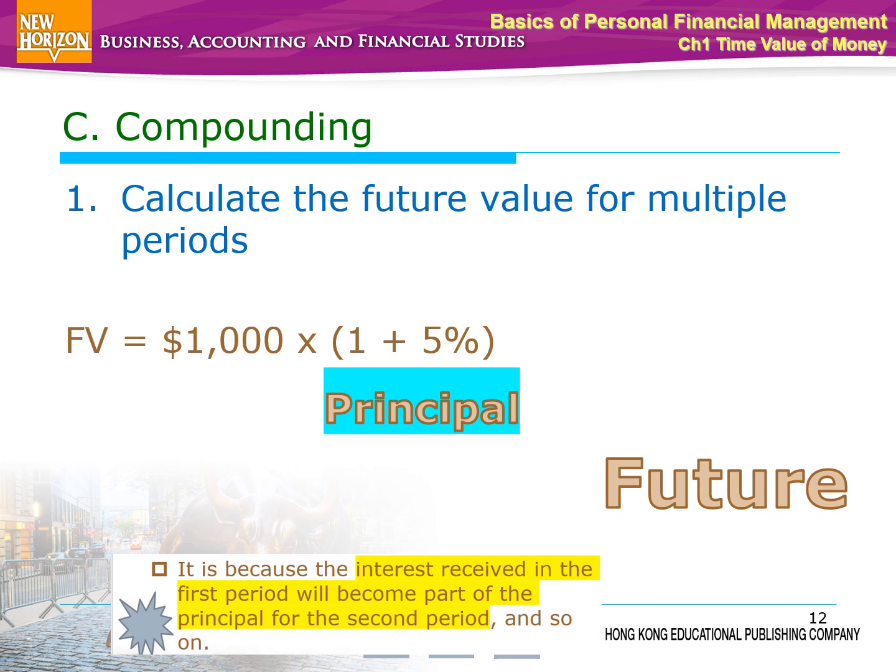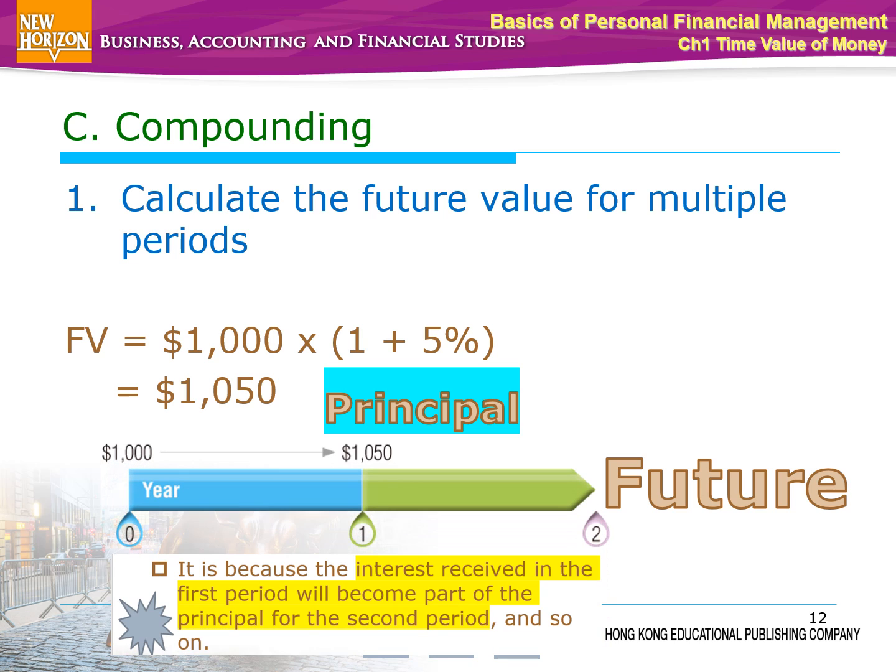So let us look at this case. For the first period of time, from the present time, 0, to year one, at the end of the first year, we make use of the formula. Future value is equal to $1,000 times 1 plus 5%. At the end of the first year, you can get $1,050, together with the interest $50. So it will be the principal for the second year in green color. That means the principal becomes bigger than the original one, $1,000.